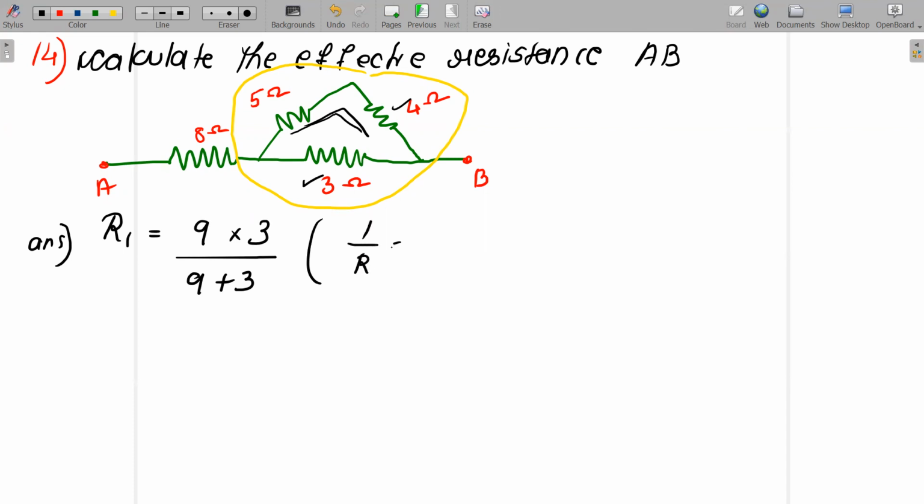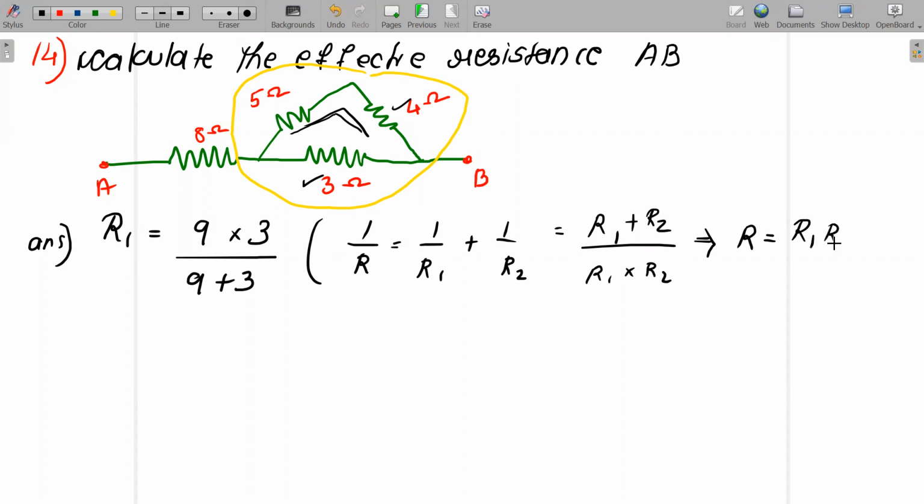1 by R is equal to 1 by R1 plus 1 by R2. This I can write as (R1 plus R2) divided by (R1 into R2). So generally I can write R is equal to the inverse of that: R1 R2 divided by R1 plus R2. Understood? So based on this equation, I just added these two.